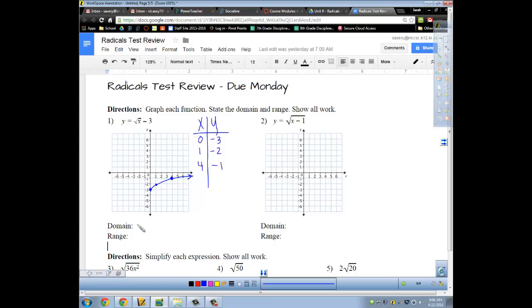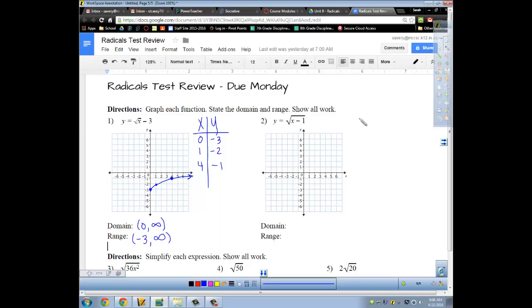So my domain, remember, is your x value. So my furthest to the left x value was 0. Furthest to the right was infinity. It's going to keep going because of that arrow. My range, my lowest point was negative 3. My highest point, again, infinity because of the arrow.